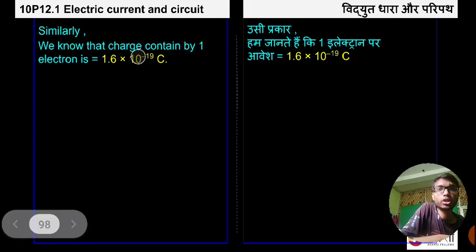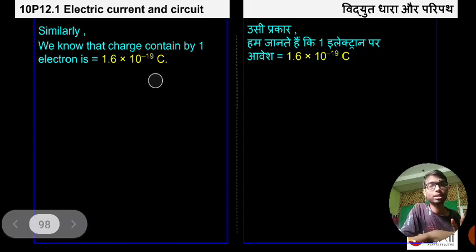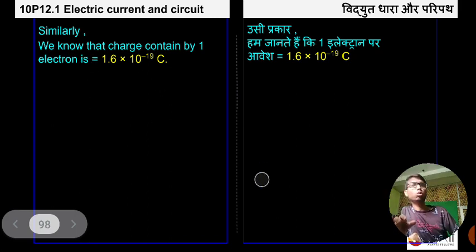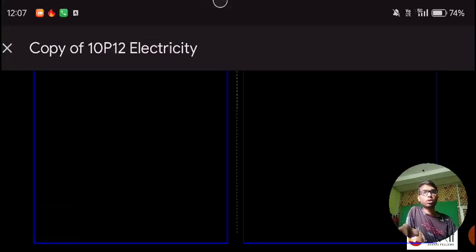Same here. We know that the charge contained by 1 electron is this much. 1 electron is equal to this much coulomb. That is what we are saying here. We are saying 1 electron contains this much coulombs. It is not more, it is less. Actually, this is less. 1.6.